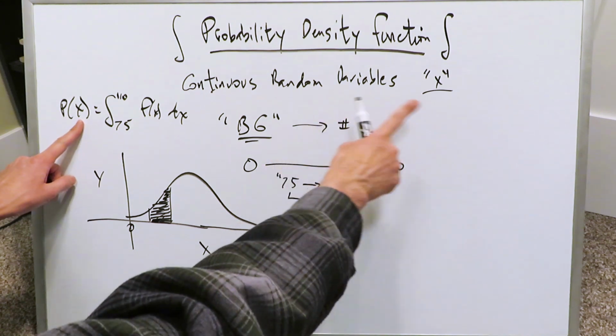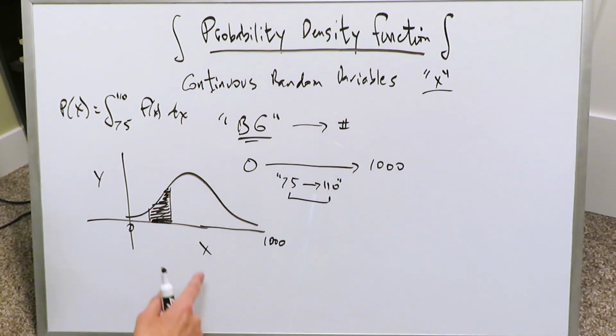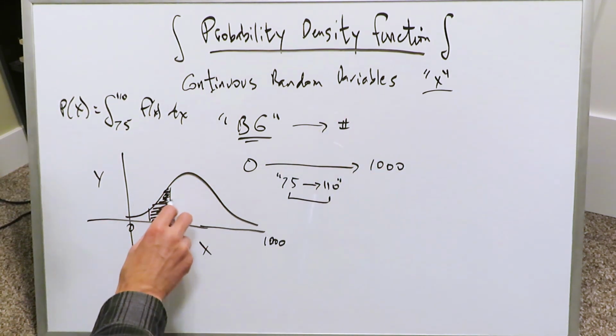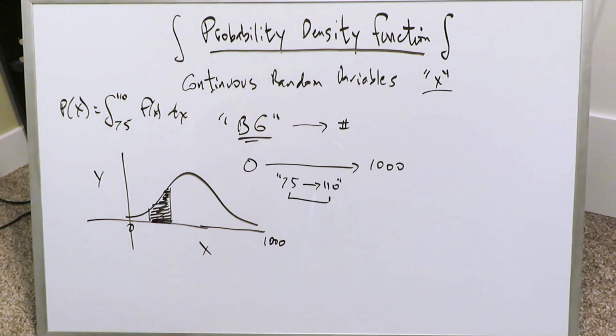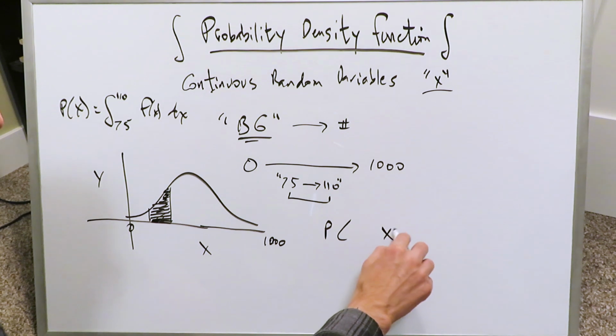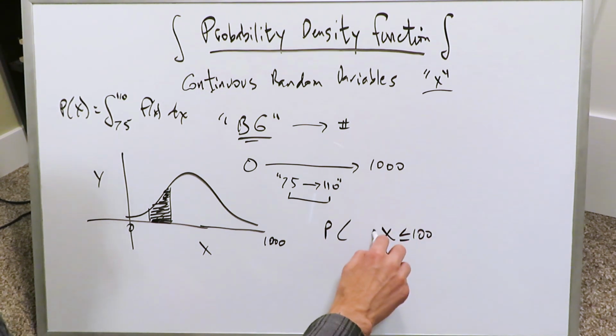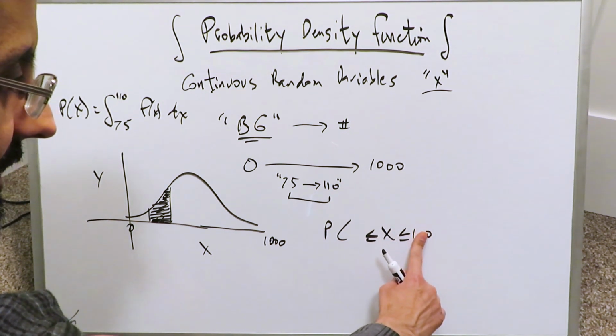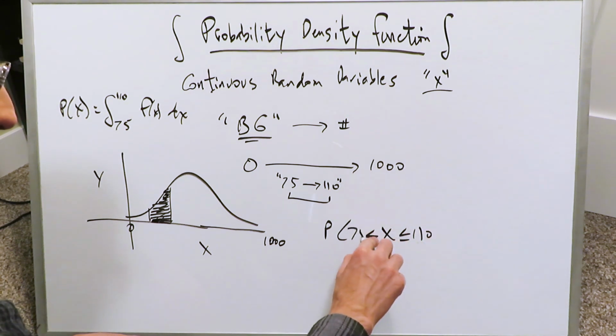X over here is your continuous random variable. That right there is exactly what we're talking about. But you can do a little bit more than this. Represent this as the probability that your random variable fell between this range right here. Let me make this 110 because we're talking about 110 and 75.